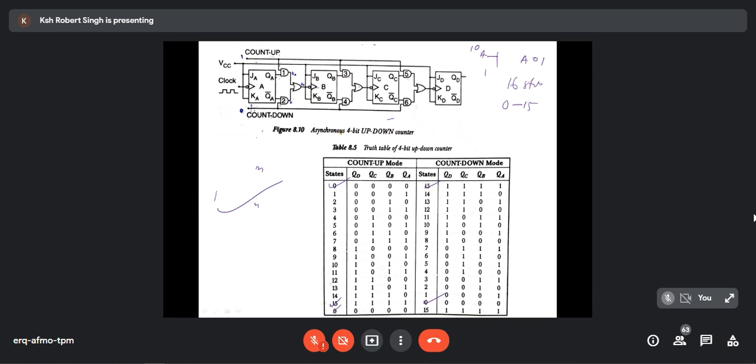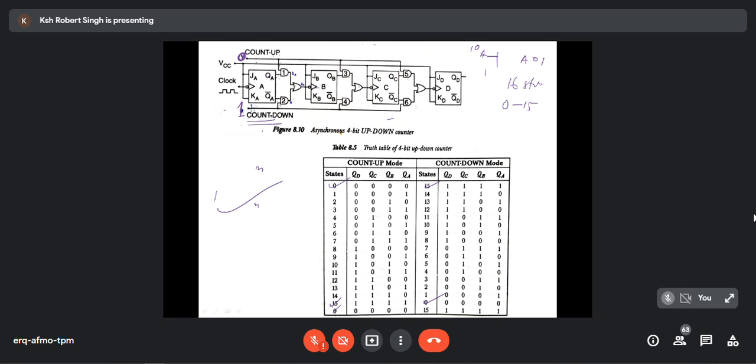For up counter, this should be okay. Down counter. For down counter, I will say down count 15, 14, 13, 12, 11, 10, like that. This should be 0, and this will be 1. If it is 1, it is countdown.